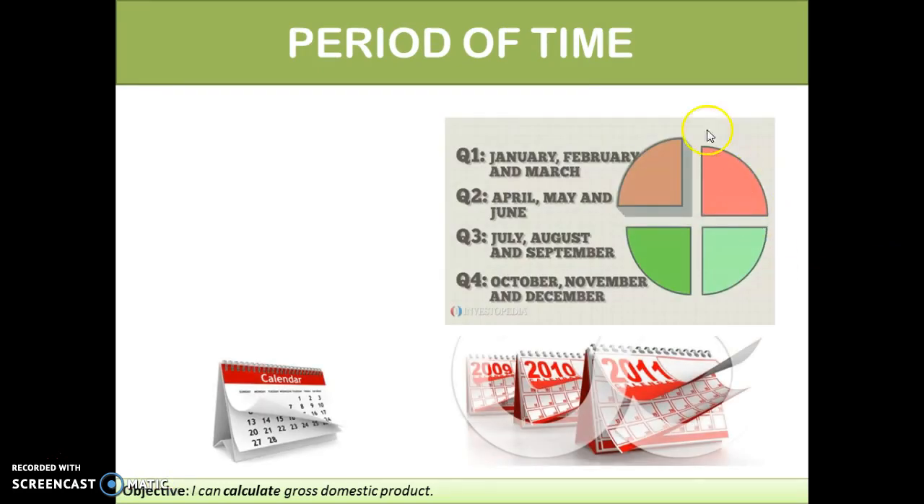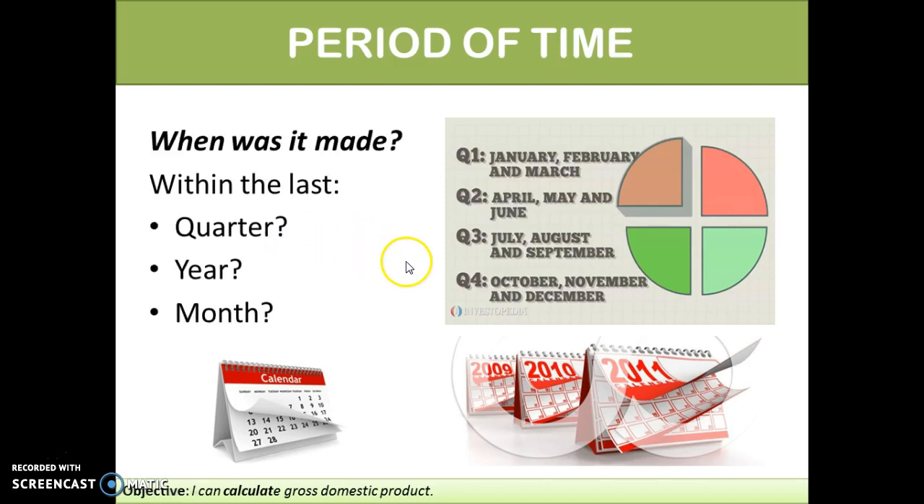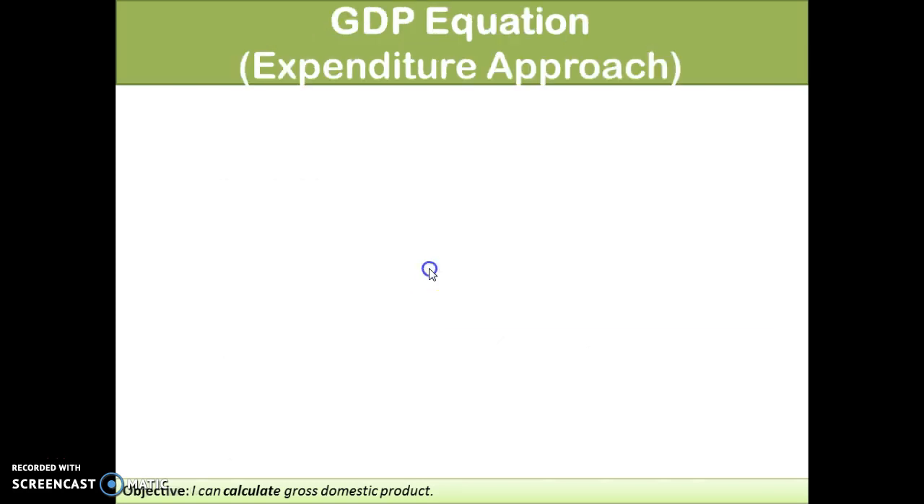Period of time, know the terminology, quarter: 1, 2, 3, and 4. We take the 12 months, divide it into 4, and we take those different segments to measure both GDP and unemployment, and I guess also inflation as well. Right? So typically we're talking about time periods. It's either going to be a quarter or a year, most typically.